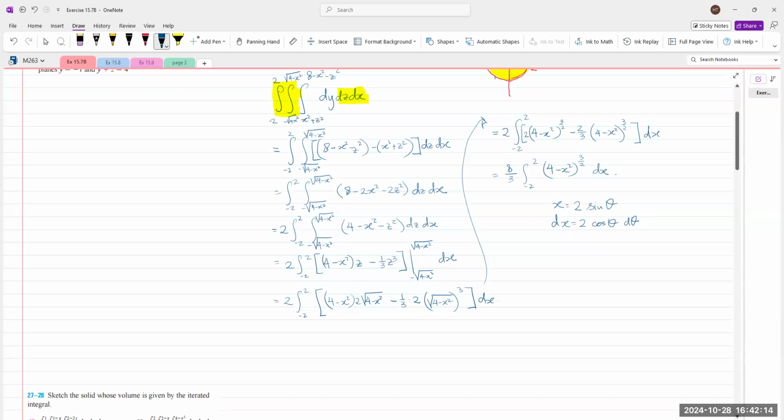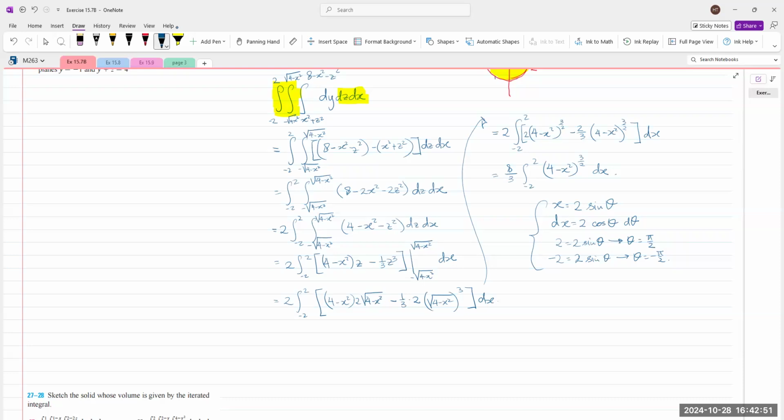Okay, so the endpoints: 2 equals 2 sine theta implies sine theta is 1, so theta equals pi over 2, and -2 gives negative pi over 2. I purposely use a smaller angle. You can use 3 pi over 2, but it will change the orientation, you know.